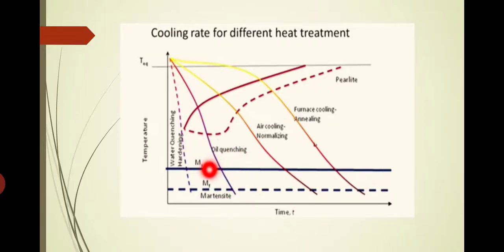And if you are going for a very high cooling rate, that is water quenching, in the hardening process, we will directly get martensite. No other structure is present. Austenite is directly transformed into martensite. So based on the cooling rate, different heat treatment processes are classified.